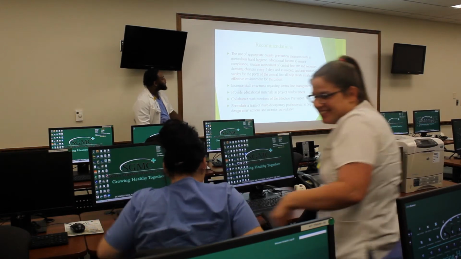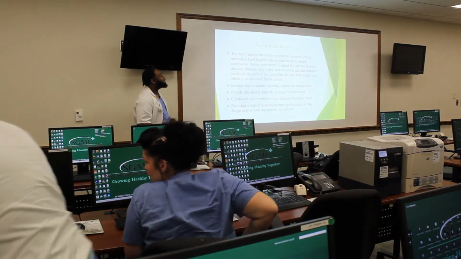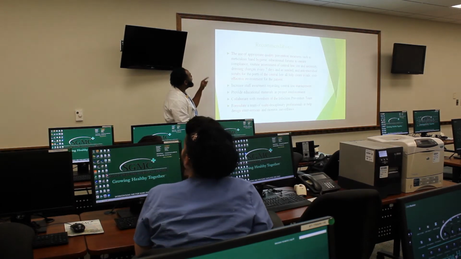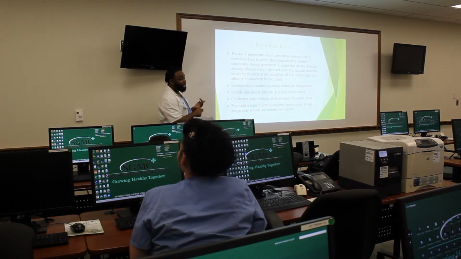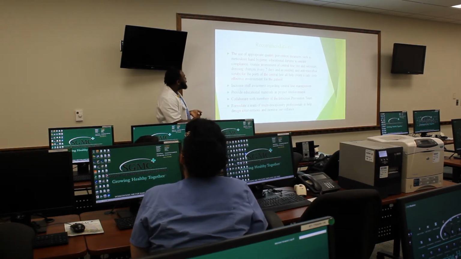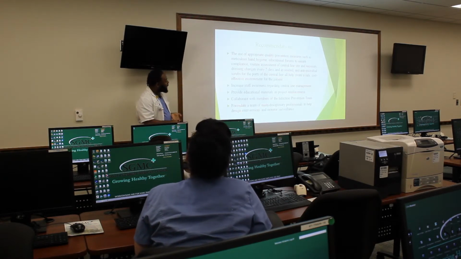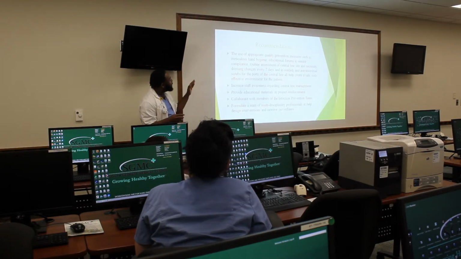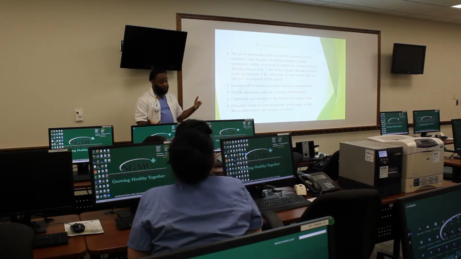So, recommendations for this care model that I put together: the use of appropriate quality prevention measures such as meticulous hand hygiene, educational forums to ensure compliance, routine assessments of central line site and necessity, dressing changes every 7 days as needed, and antimicrobial scrubs for the ports all help create a safe, cost-effective environment for our patient.